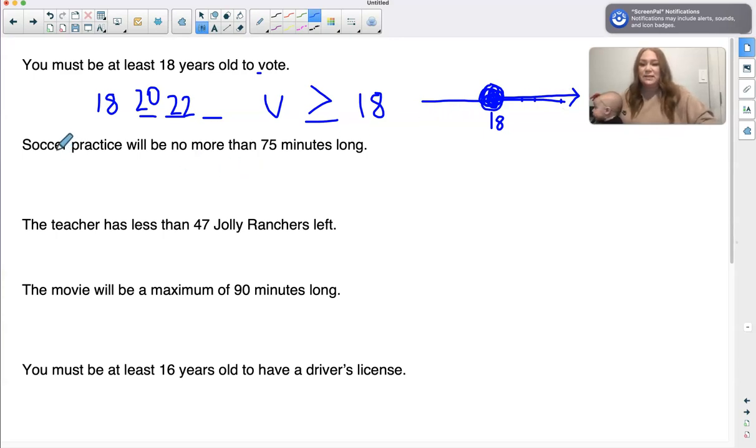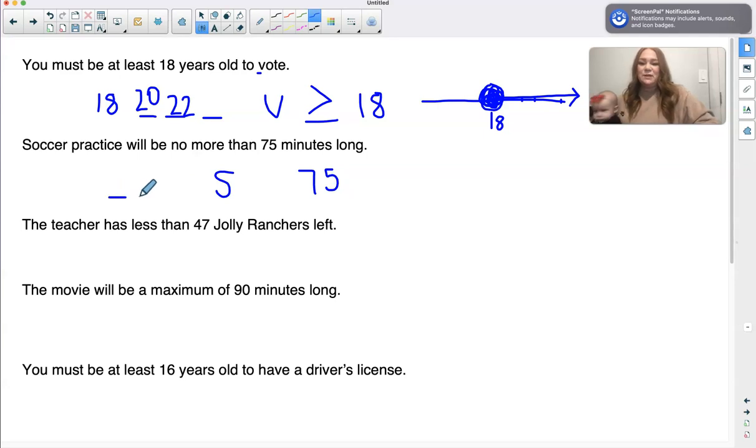So our next one says soccer practice will be no more than 75 minutes long. So no more. So we hear more, but it's not more. It's no more than that. That's the most it can be. So we're going to do soccer. We have S for soccer practice or P or whatever you want to do, minutes. That's not the important part, okay? Just pick a letter to represent the problem, and we're comparing to 75 minutes.